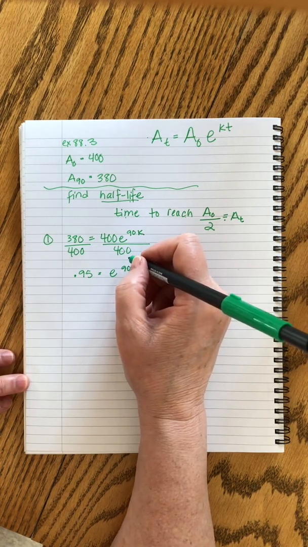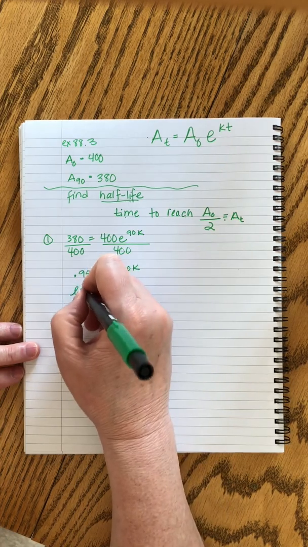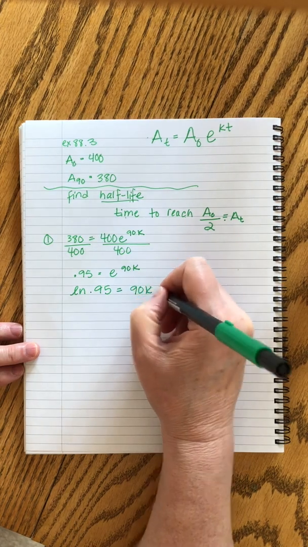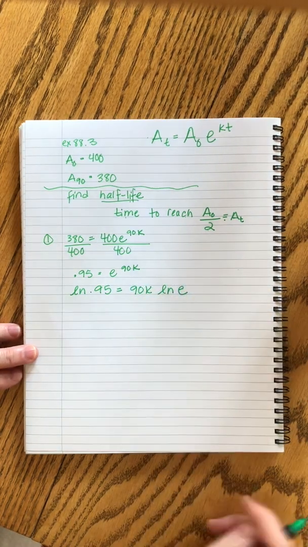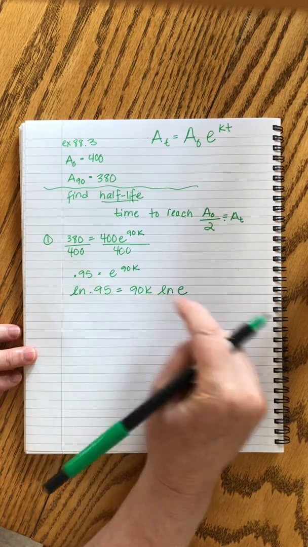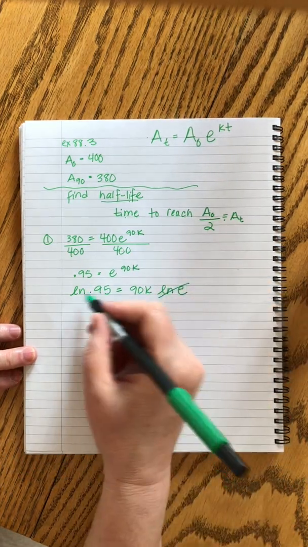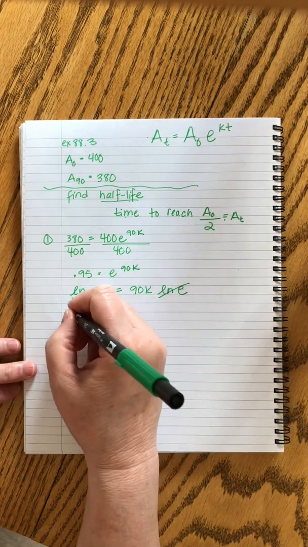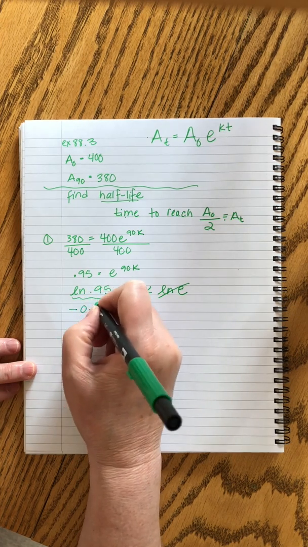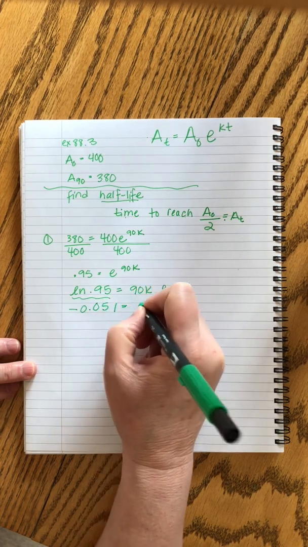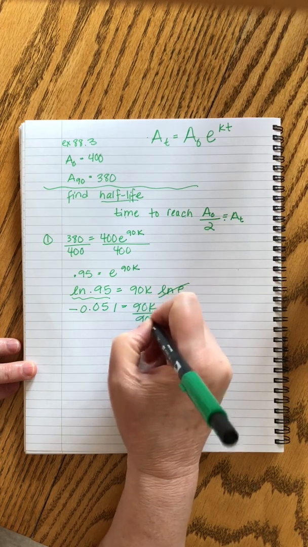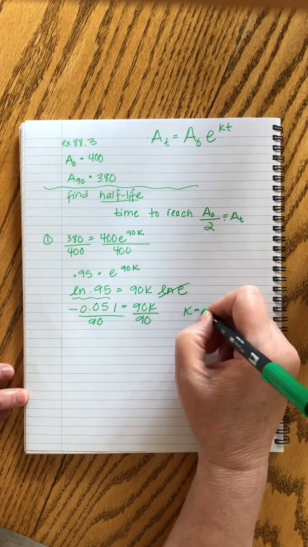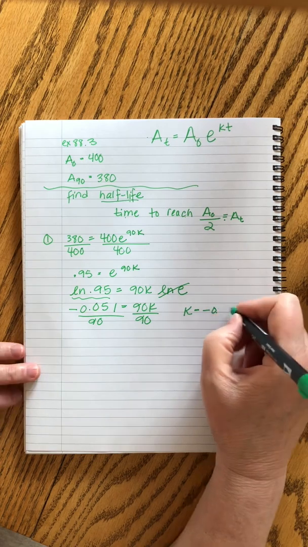We will take the natural log of both sides. So the natural log of 0.95 equals, I'll show the step this time. I feel bad I didn't last time. Right? The exponent jumps down in front. This equals 1, we cross it off. This equals 90k. We use our calculator to find this. The natural log of 0.95 is negative 0.051 equals 90k, and then we divide by 90. And we find out that k equals negative 0. Okay, ready? Here come a bunch of zeros, 3 zeros.